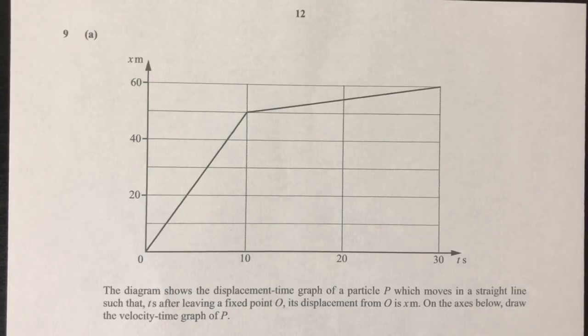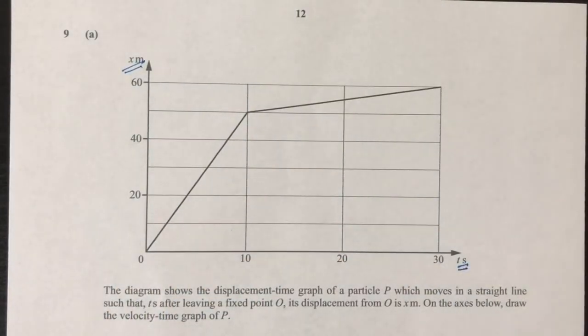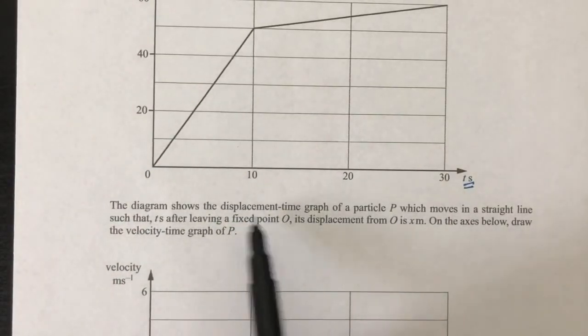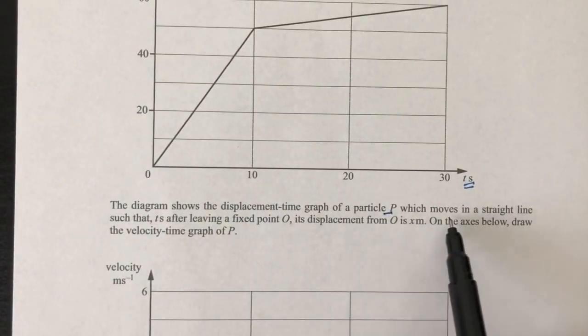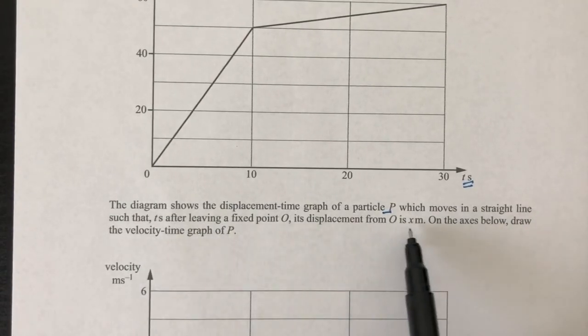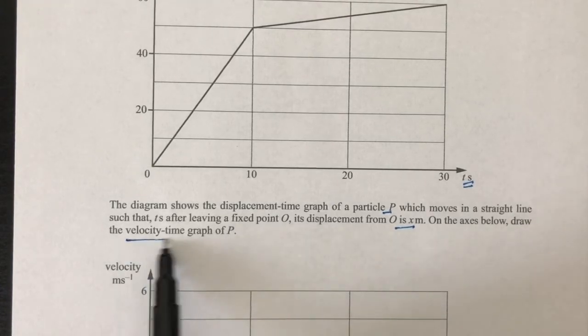Let's move on to question number 9, part A. So here we have a distance time graph. That's what it shows here. Here is a displacement time graph for particle P, which moves in a straight line. On the axis below, draw the velocity time graph.